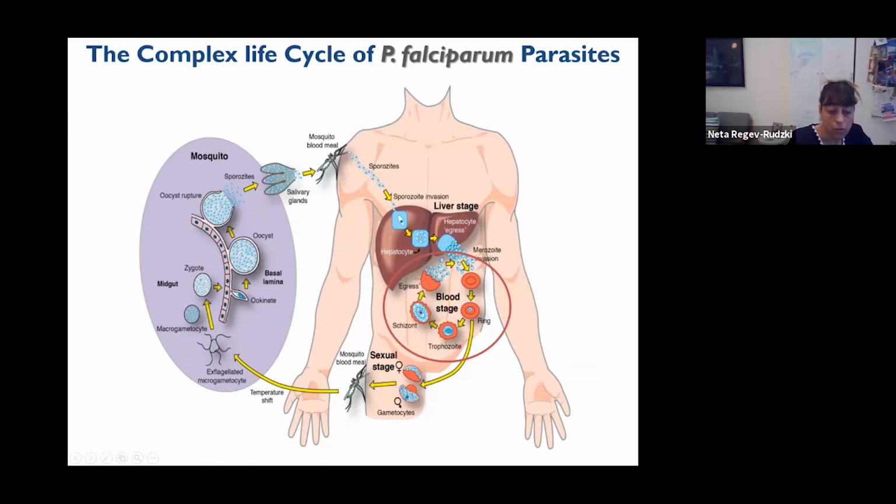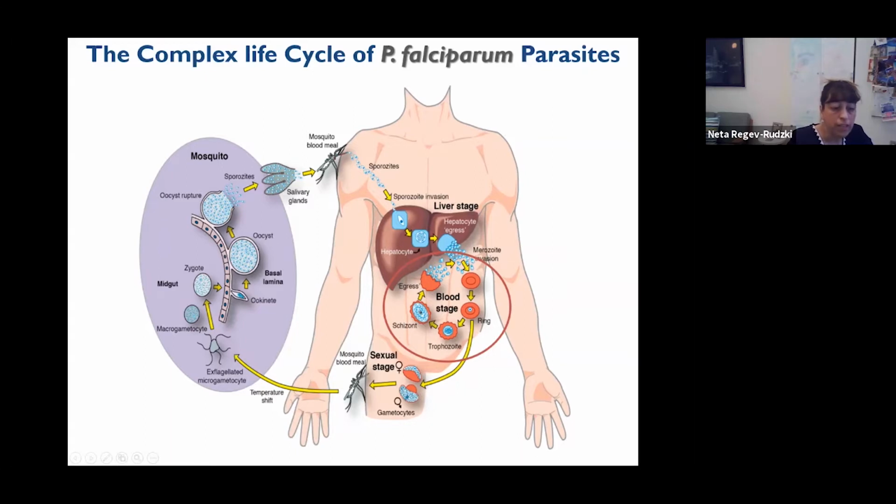The decision to commit to the sexual stage is a once-in-a-life-cycle decision, and so far the molecular mechanisms behind this decision are still mostly unknown. While it is clear that for such a complex journey, the parasite must develop means to sense the host, communicate, and coordinate their actions, these means remain one of the greatest mysteries in malaria.